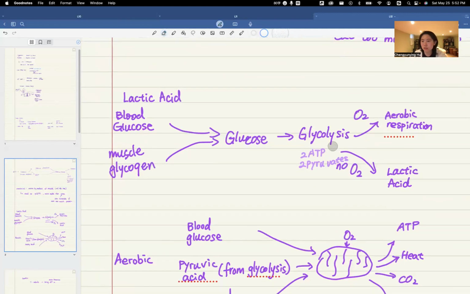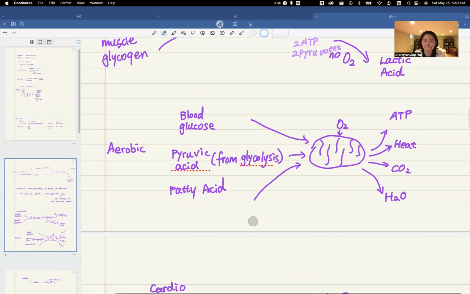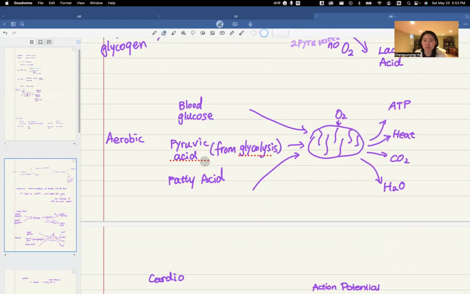Lactic acid, I already mentioned this, so I'll skip. We do not need to know the cell respiration. I just put it here for you to have a general image of how the aerobic energy system happens.